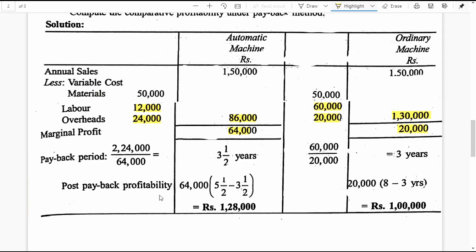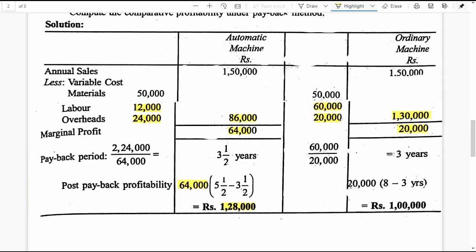Now let us calculate the post payback profitability. 64,000 rupees is the annual average cash inflow. The payback period is 3.5 years, but the lifetime of automatic machine is 5.5 years. So 5.5 years minus 3.5 years, the post payback period comes to 2 years. So 64,000 into 2 years, it gives us 1,28,000 rupees of post payback profit from automatic machine.